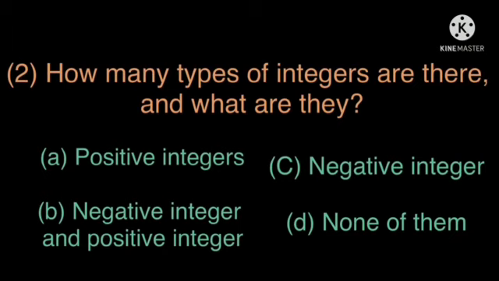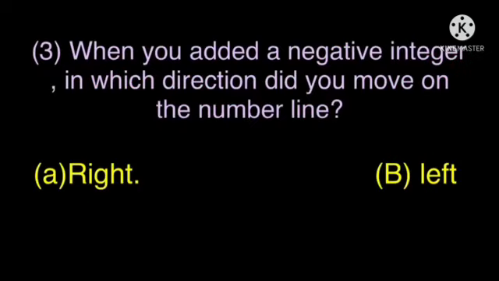There are two types of integers, negative integers and positive integers. Negative integers, they will represent the minus symbol and positive integers, they will represent the plus symbol. The second option is right. Now let us go through the third example.